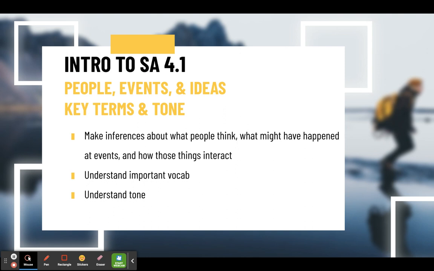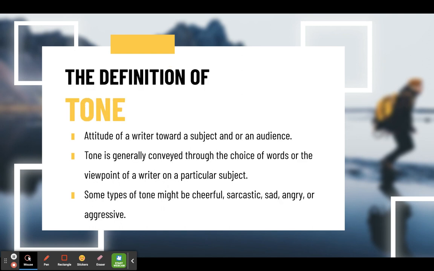Because remember, inferencing is kind of like reading in between the lines. You do have to use evidence from the text to make your guess, but it is you reading in between the lines. It also is testing you on key terms and tone. So for key terms, it's just looking for you to understand important vocabulary. And for tone, it's just saying, do you understand the author's like tone of voice? So we're going to talk a little bit more about tone.